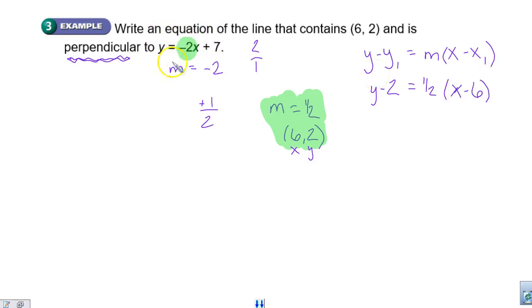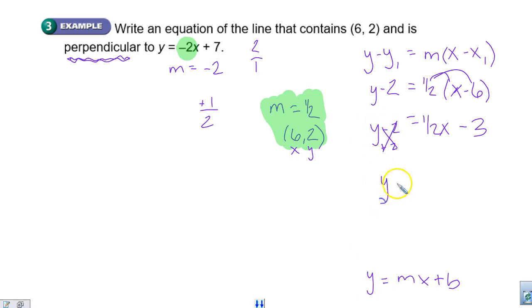Now, because this equation is written in slope-intercept form, our answer should also be in slope-intercept form. So I want to go ahead and convert this to y equals mx plus b. So I have to use my distributive property first. I get 1/2 x minus 3. And then if I want to get y by itself, I've got to add the 2. Notice I'm keeping that 1/2 x and I'm adding the 2 to my other constant. Negative 3 plus 2 is negative 1. So my equation is right here.